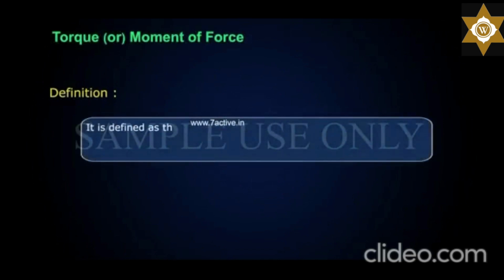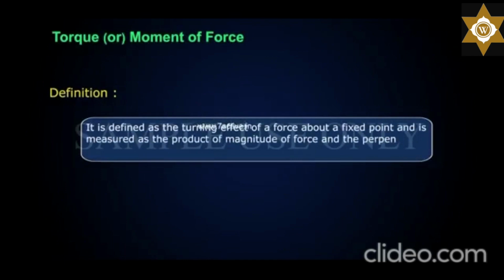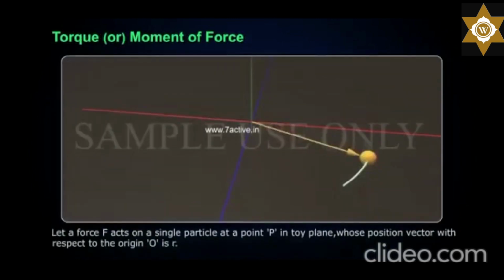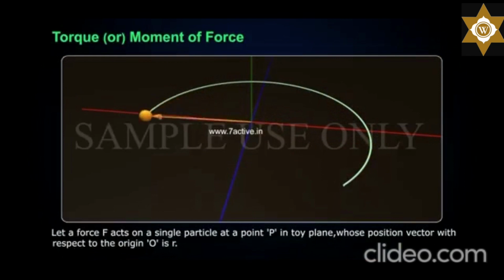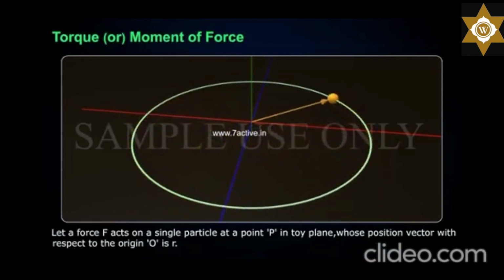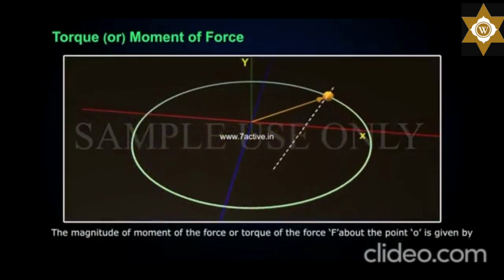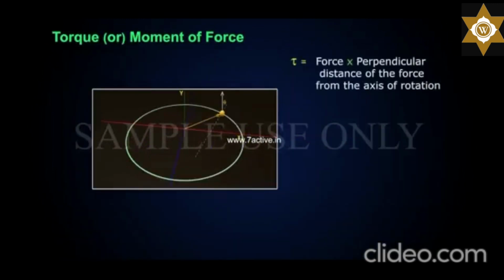Definition. It is defined as the turning effect of a force about a fixed point and is measured as the product of magnitude of force and the perpendicular distance of the line of action of the force from the fixed point. Let a force F act on a single particle at a point P in the XY plane, whose position vector with respect to the origin O is r bar. The magnitude of moment of the force, or torque of the force F about the point O, is given by tau is equal to force into perpendicular distance of the force from the axis of rotation. Tau is equal to force into r perpendicular, that is, tau is equal to r cross F.